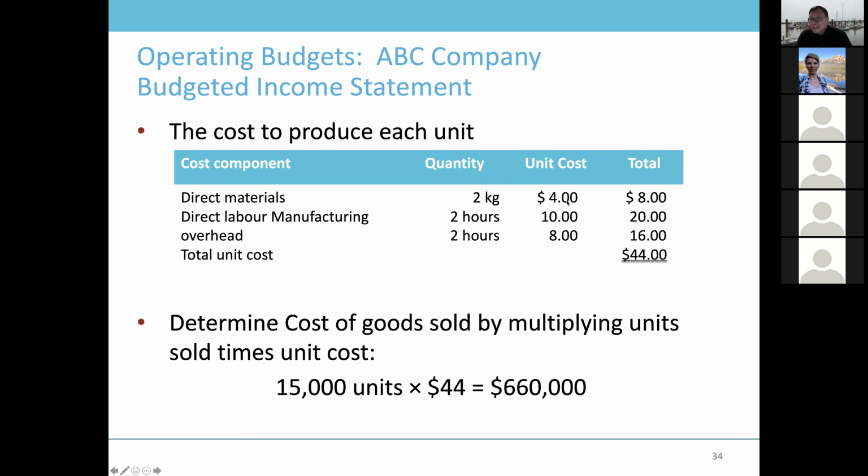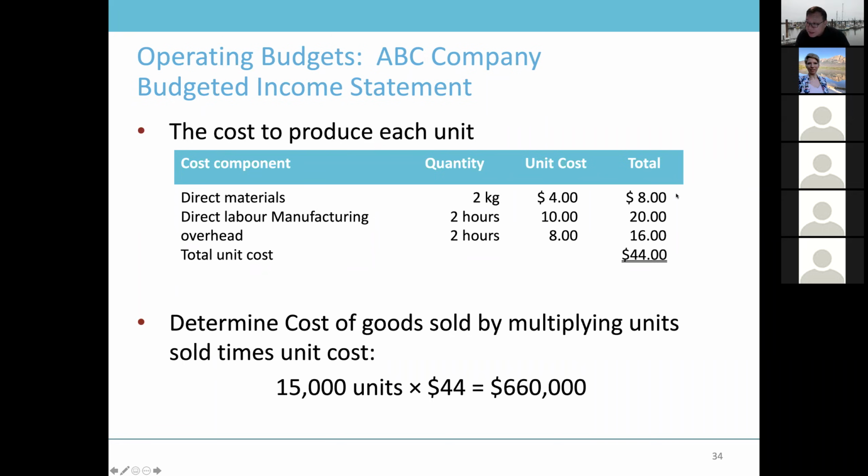So therefore, for each unit, the direct materials cost is 2 times 4, that's 8. Each unit is going to take 2 hours of direct labor, and each direct labor hour costs $10. So for each unit, direct labor cost is 20. And the manufacturing overhead is $8, right? We calculated the manufacturing overhead cost is $8 per direct labor hour, and now we are using 2 direct labor hours. So the manufacturing overhead cost is $16.